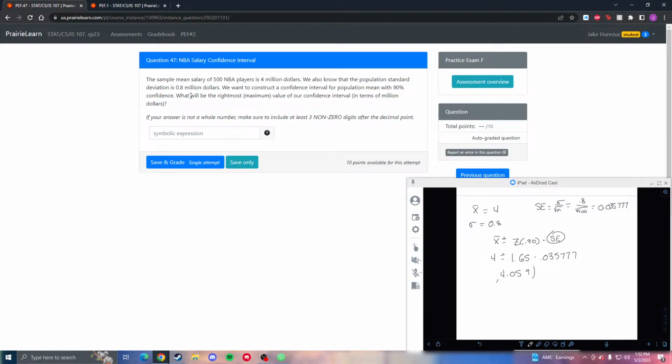And I'm going to calculate the left side just for fun, because if it asks you, you're just going to do a minus instead. That's going to be 3.941. So that's our confidence interval. So if it asks you for the minimum, you'll give the left side. If it asks you for the maximum, you'll give the right side. And if it asks you for the range, you will give the right side minus the left side. So it's 4.059.